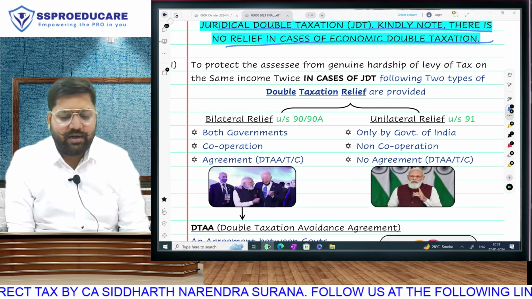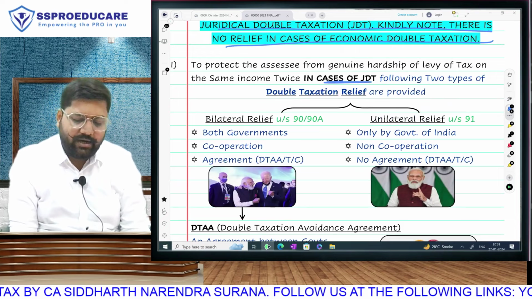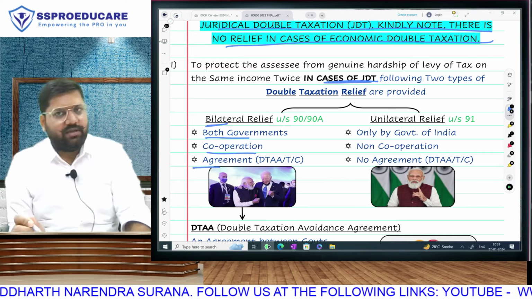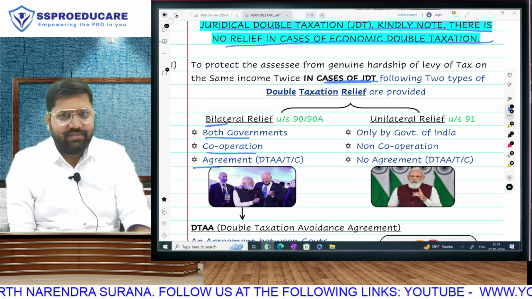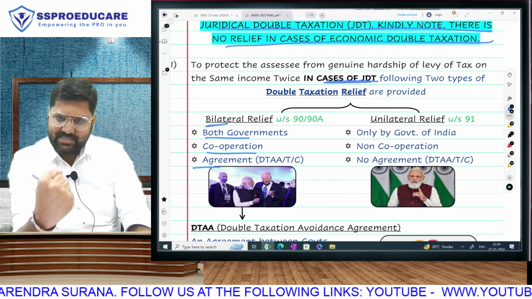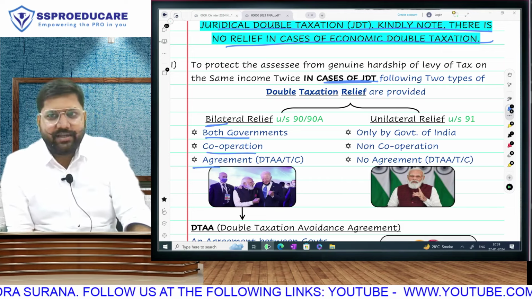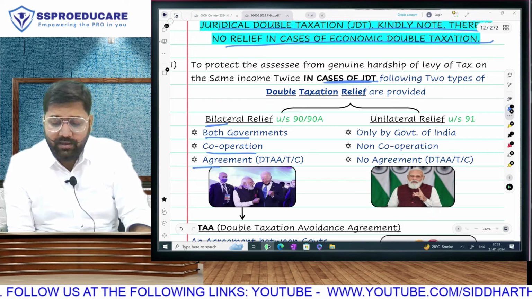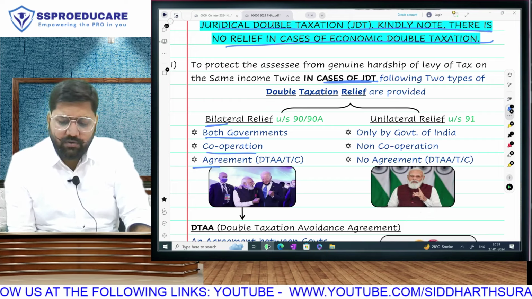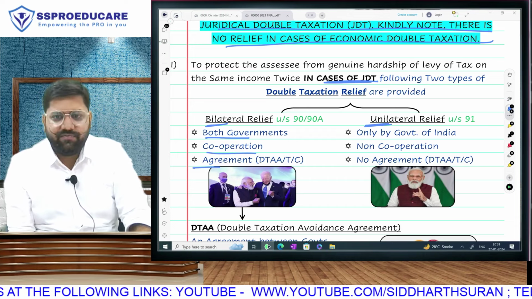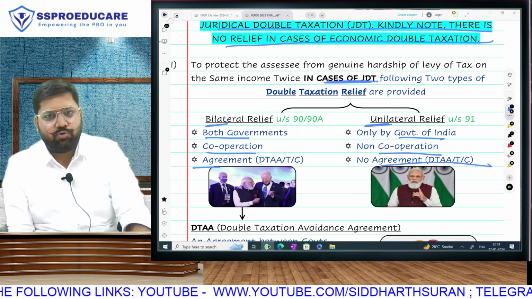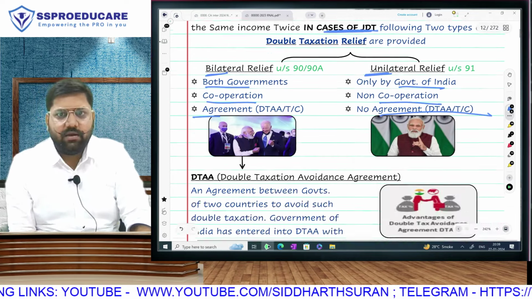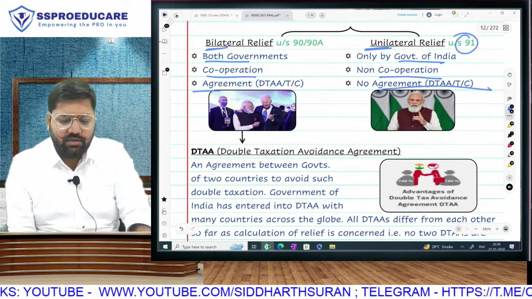To protect the assessee from genuine hardship in cases of juridical double taxation, there are two ways in which relief can be provided. One, bilateral relief. When both governments cooperate with each other and enter into a treaty, agreement or convention, then that is called bilateral. When we are friends, Wah Modi ji wah. So it is going to be a treaty between two governments and therefore it will be bilateral. But when he is lonely, I am so lonely, so only the government of India will come forward to give you relief. If there is non-cooperation between the two countries and they do not enter into a double taxation avoidance agreement, then there will be only relief provided by the government of India under section 91, which is unilateral relief.